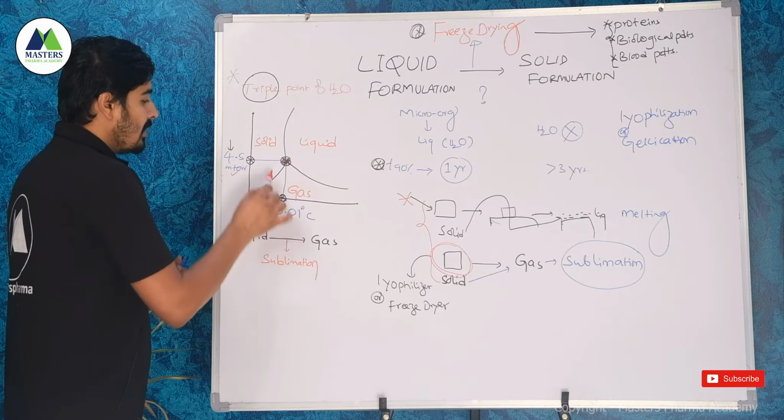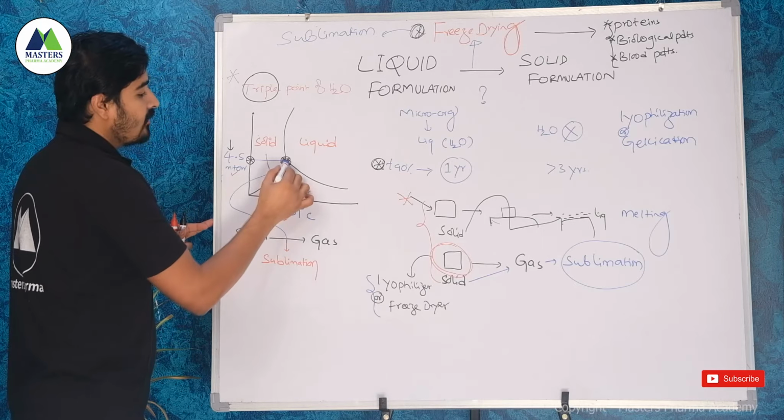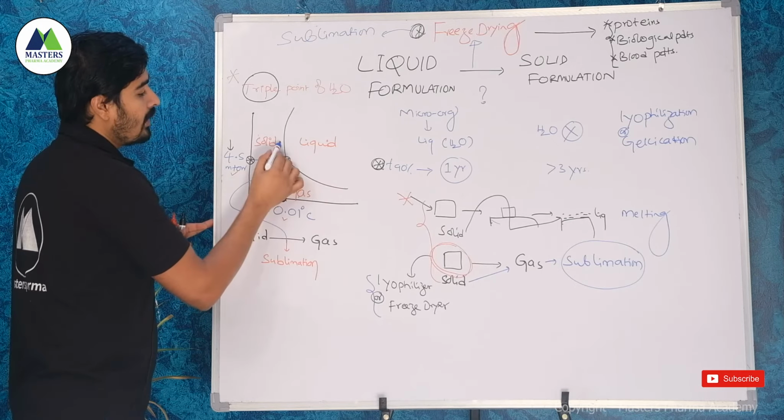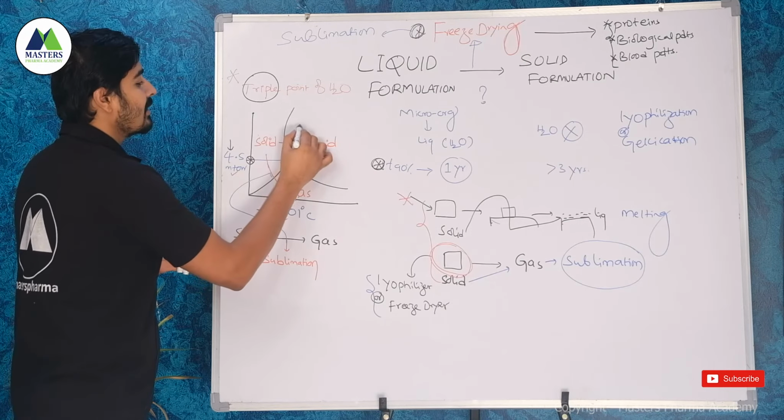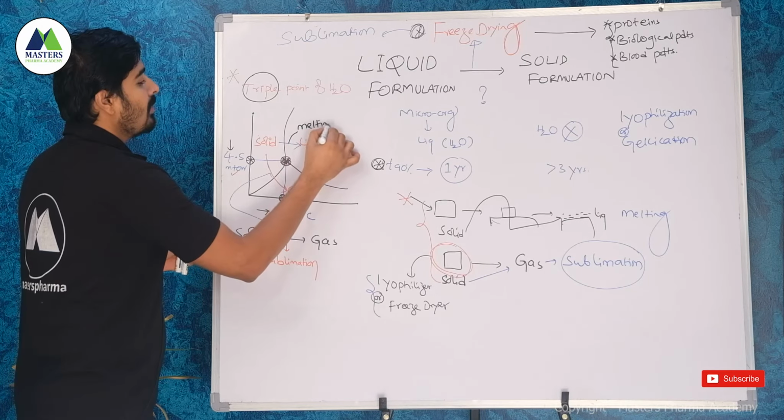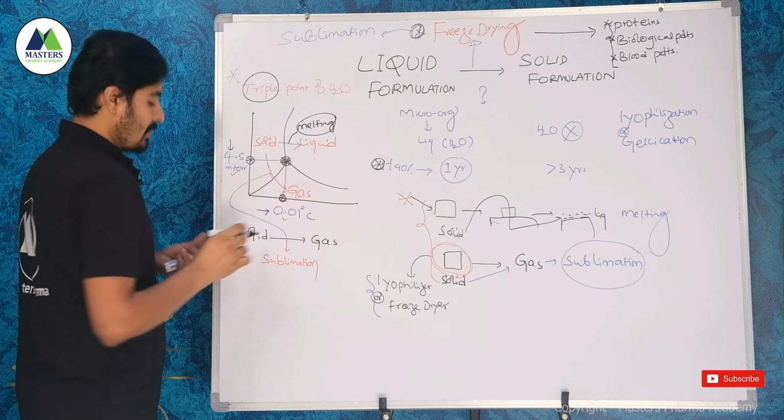So the conversion of solid to the gas, we call it sublimation. So the major principle in freeze drying is nothing but sublimation. Many times they ask this in the examination. Sublimation is possible below the triple point condition, solid can convert to the gas inside the freeze dryer or lyophilizer. And above the triple point, solid can convert to the liquid. This is nothing but what? This is melting. So melting should not happen in the lyophilizer.